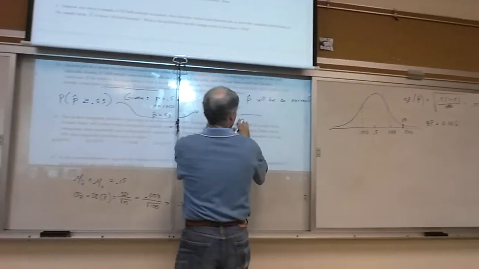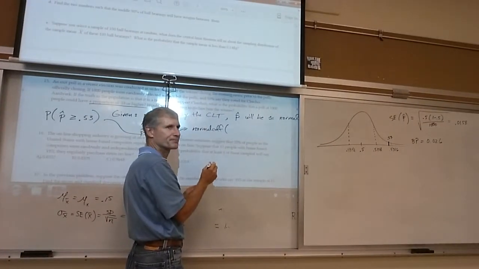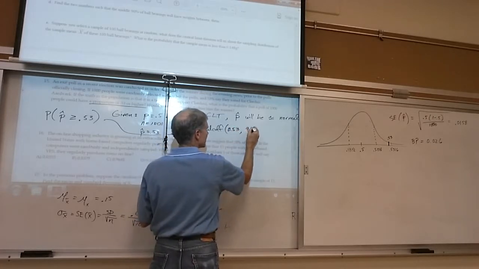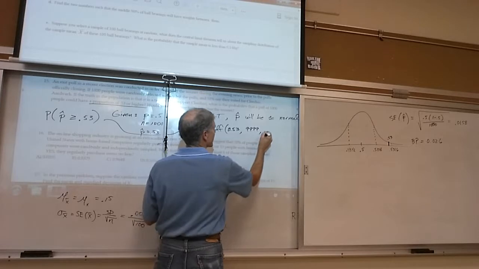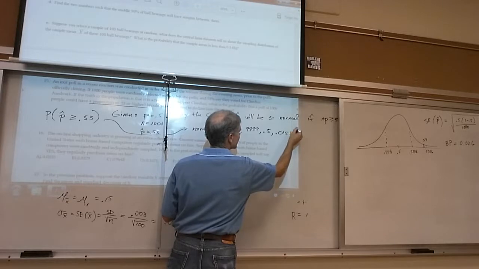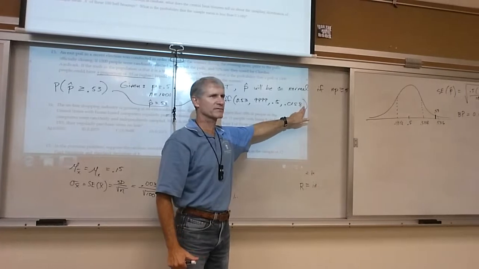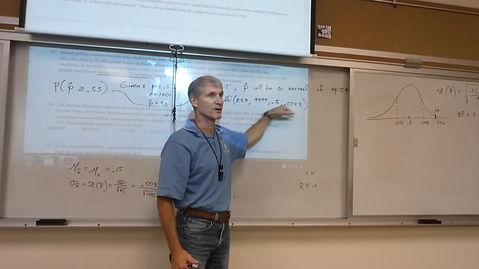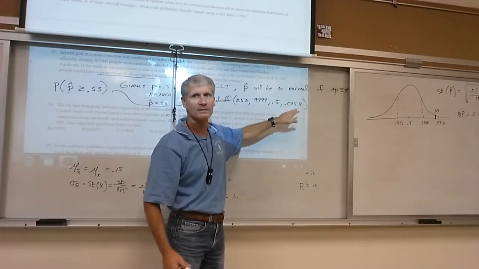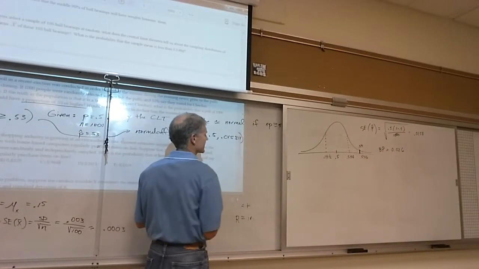So now we can fill in normal CDF. What are my bounds, lower and upper? 0.53 to infinity. Then the mean, 0.5, and then the standard deviation, 0.0158. I'd recommend at least one more decimal place of accuracy there, because I want to keep 4 on my answer. Does anybody know what the next one is? 0.015811.